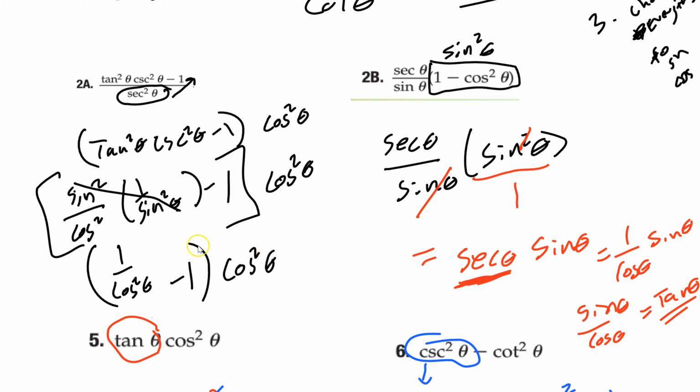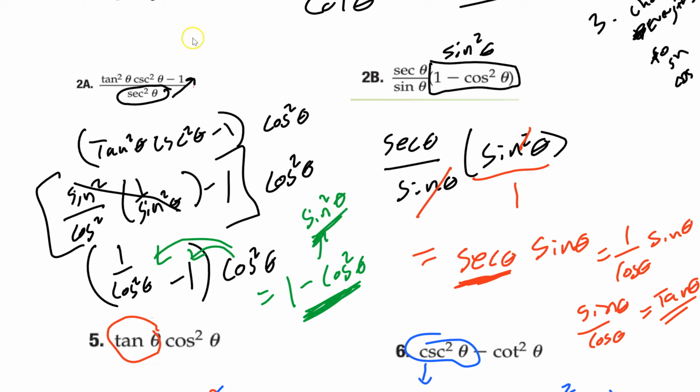Now what could I do? Well, we can distribute. Do a little algebra. This goes there. This goes there. Now cosine times 1 over cosine gives me 1. Cosine times negative 1 is negative cosine. And you get that far. Could you go a little bit further? Remember what 1 minus cosine squared equals? We did it a second ago, right here. It's sine squared.